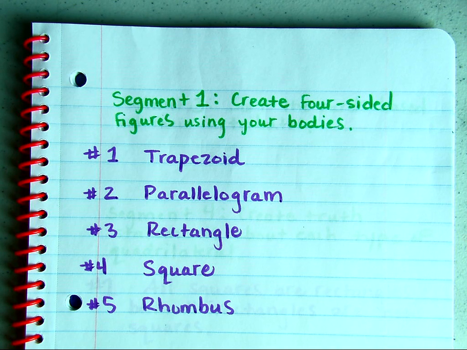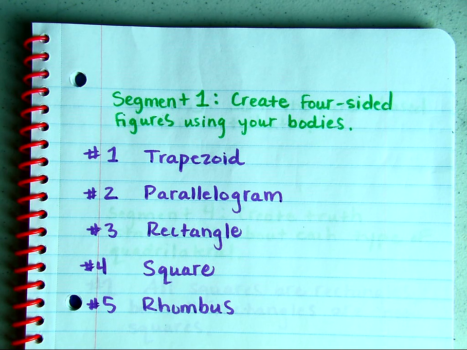The second shape I want you to build with your bodies is a parallelogram. Alrighty, go. Okay, you discovered that in building a parallelogram, it has 2 sets of parallel lines.